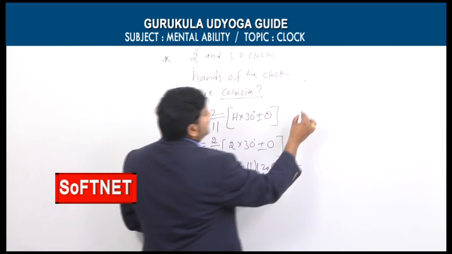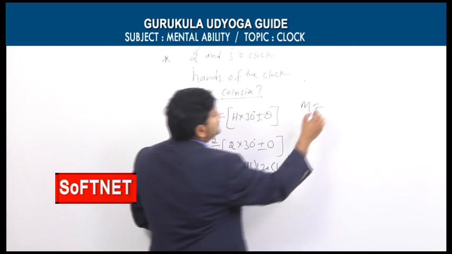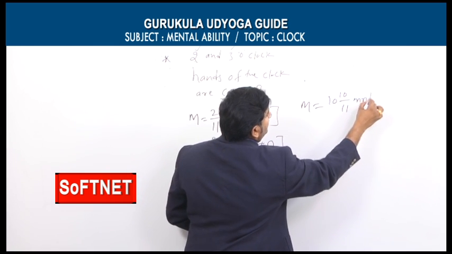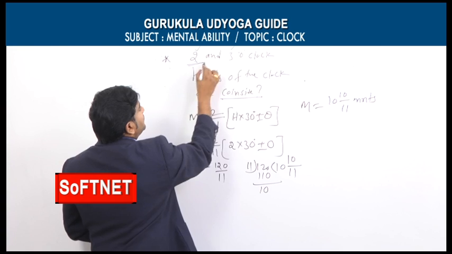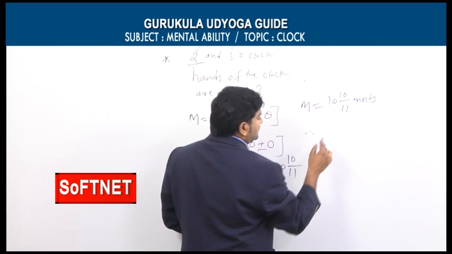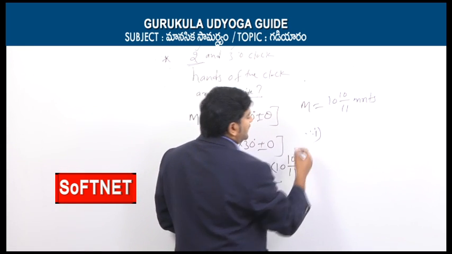So here our m value, how much are you getting, my dear students? Here the m value is 10 by 11 minutes. But what about our starting hour? Our starting hour is equal to 2 o'clock. That's why the final answer can be written in two ways. So let's say the first way is the normal way.